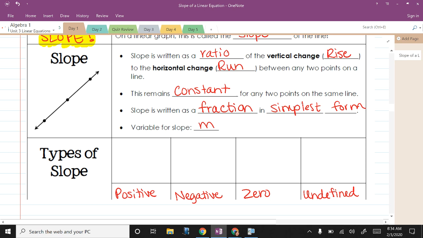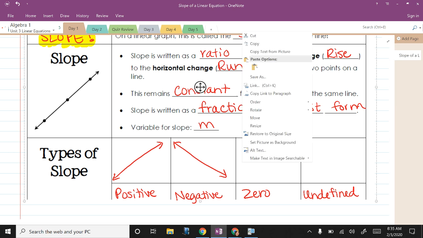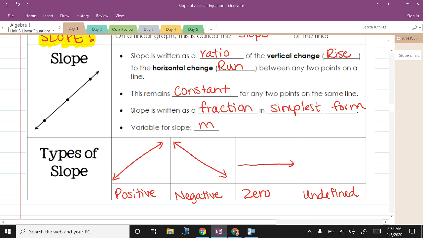All right, so positive slopes go up from left to right. Negative slopes go down from left to right. We just learned zeros are horizontal. And undefined slopes are vertical. You need to memorize this.